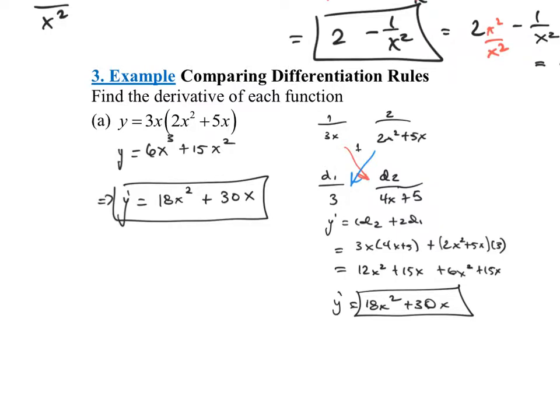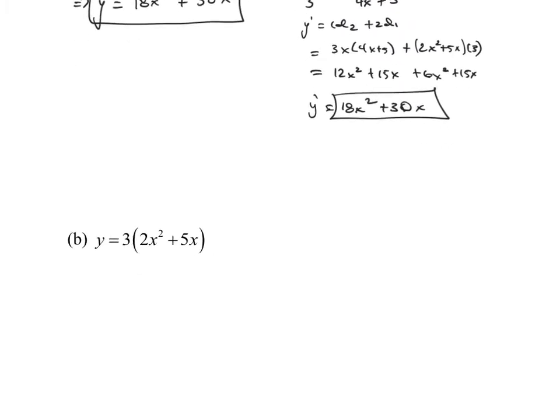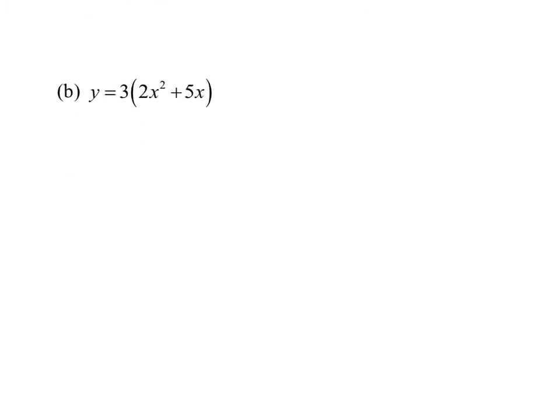Seeing that you distributed first, and then you took the derivative of each term, you probably could have shown an extra step in there, but that's okay. Didn't need it. Pretty straightforward derivative there. I can see what you did. Look at example B. What would you do with example B?